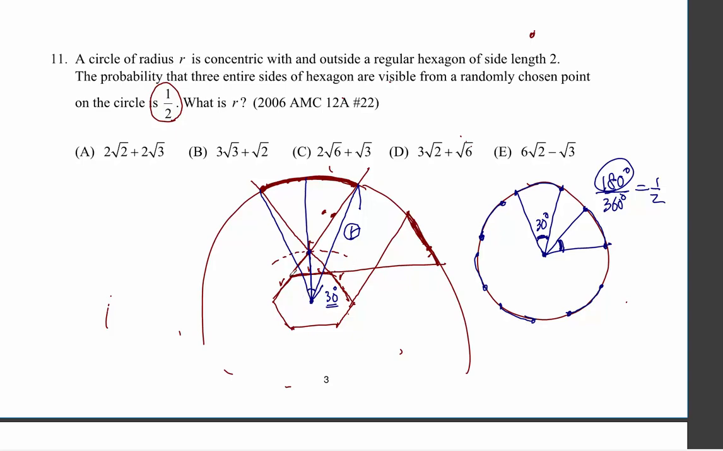Hexagon is what? The length is 2, right? This is 2. Also this is 2. This is 2, right? Because that is what? Equilateral triangle, isn't it? What is the length of this side? Okay, I'm going to make it a little big. When you make the line, this is an equilateral triangle. This is 2, also this is 2, this is 2.